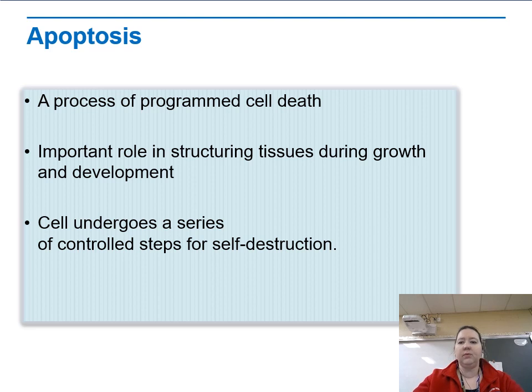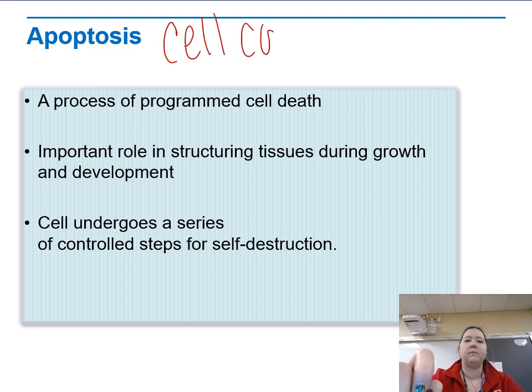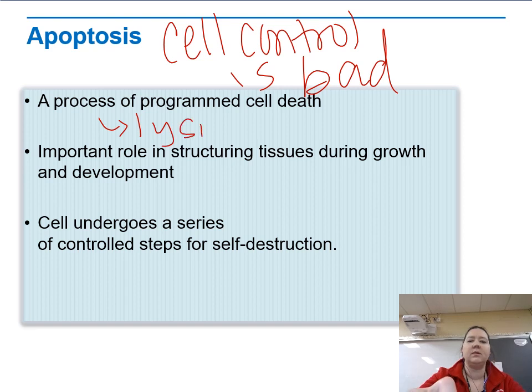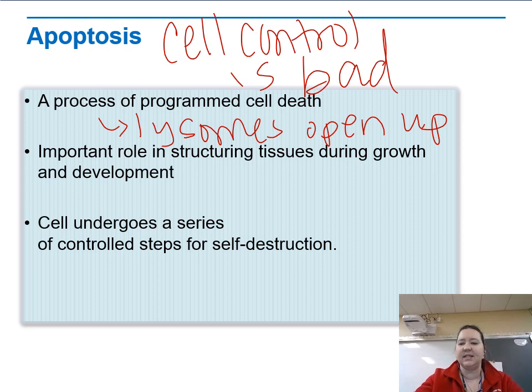Apoptosis is a really, really important process that our cells usually undertake when the cell cycle goes awry. When the cell control is bad, the cell actually decides to basically program itself to die. And then the lysosomes open up and digest the cell from the inside out.